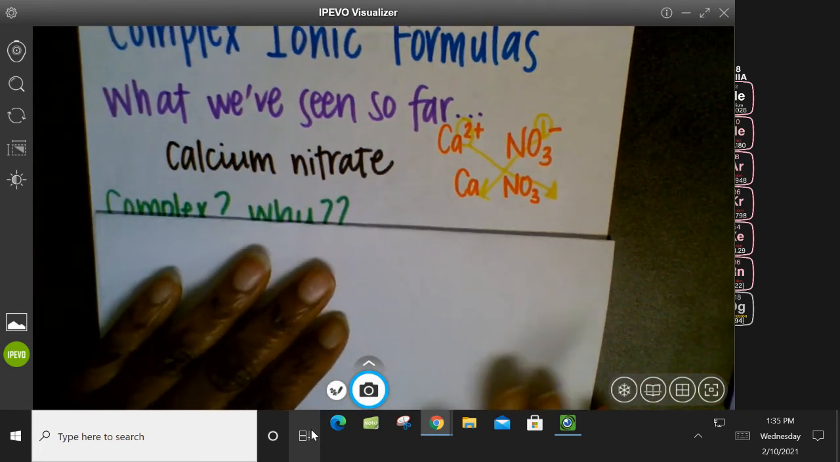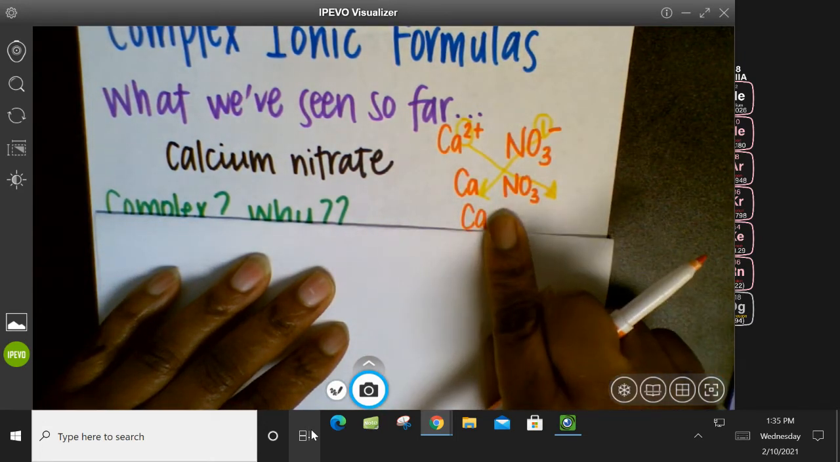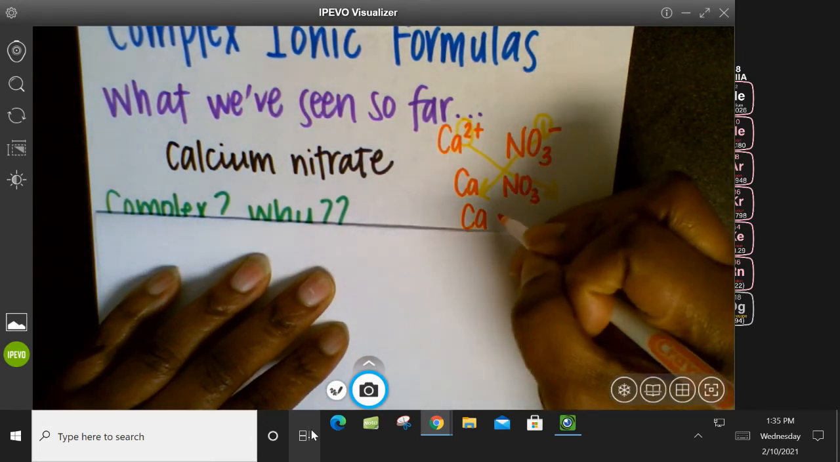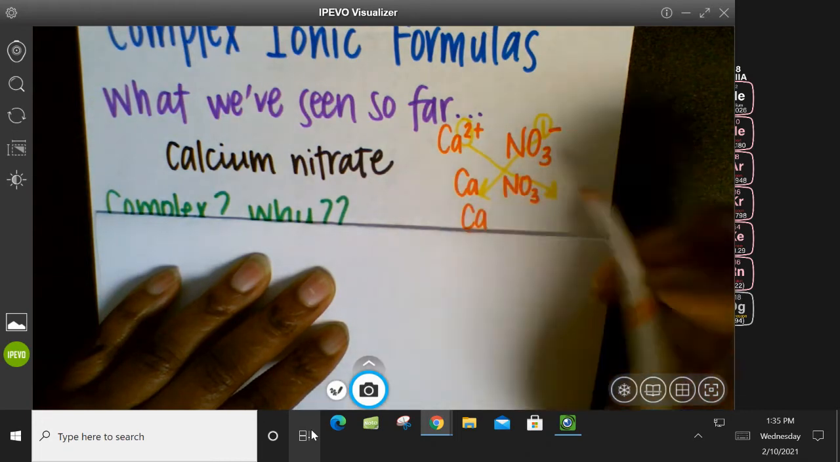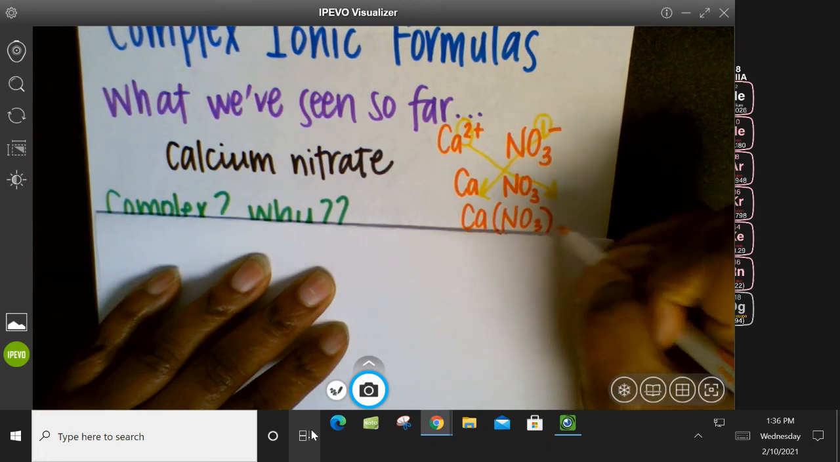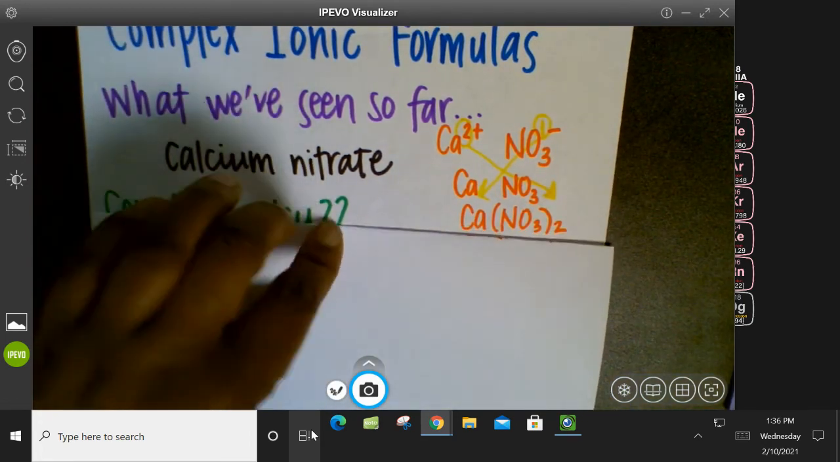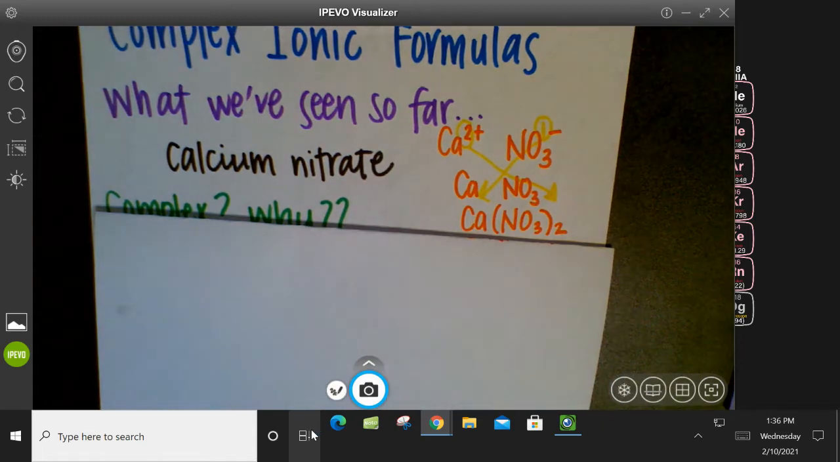Okay, and when you rewrite that, you get Ca. We don't write the 1, it's understood. And then we want to show that there's 2 NO3s. So we put it in parentheses, NO3, and then put the 2 outside of there. And so that's what we've been doing. Okay. How does complex differ from that?